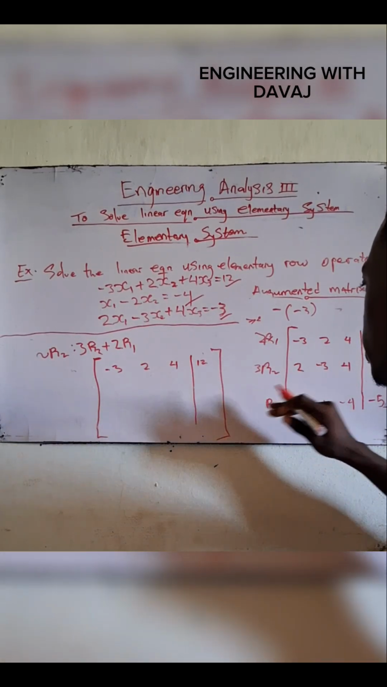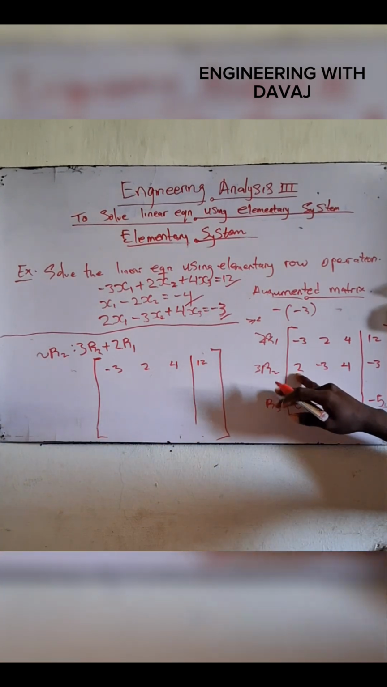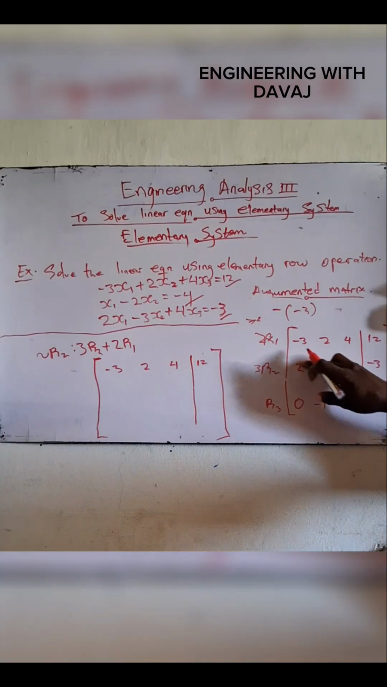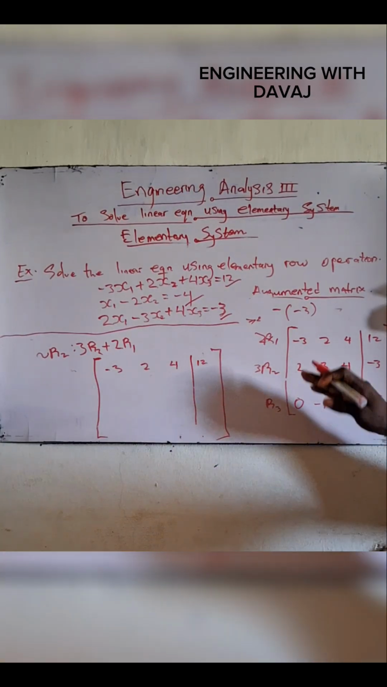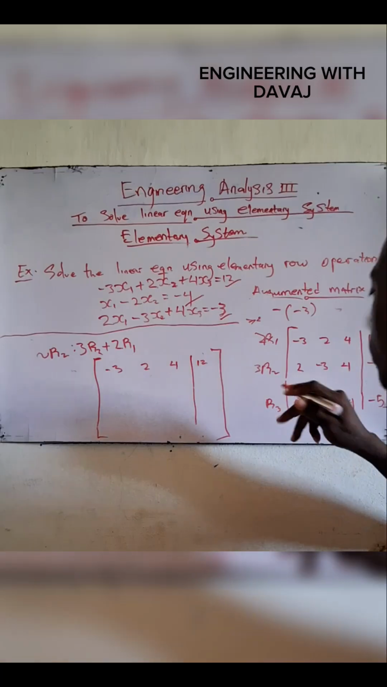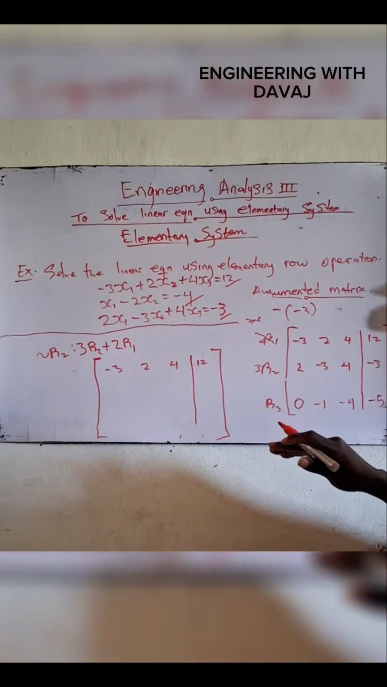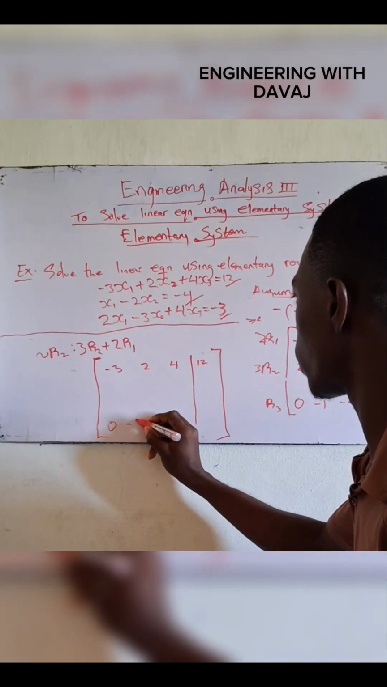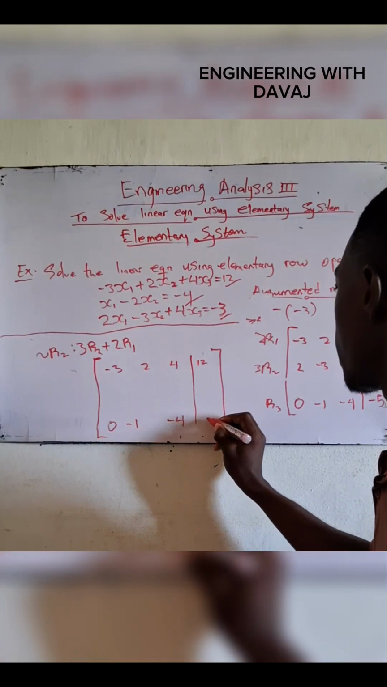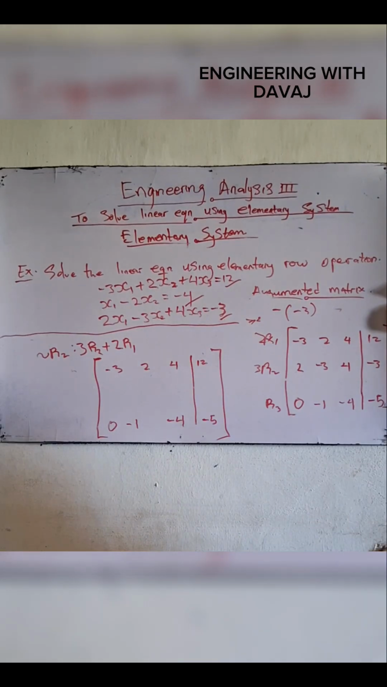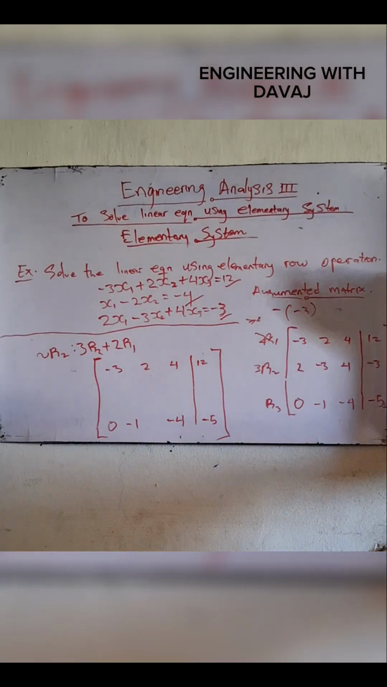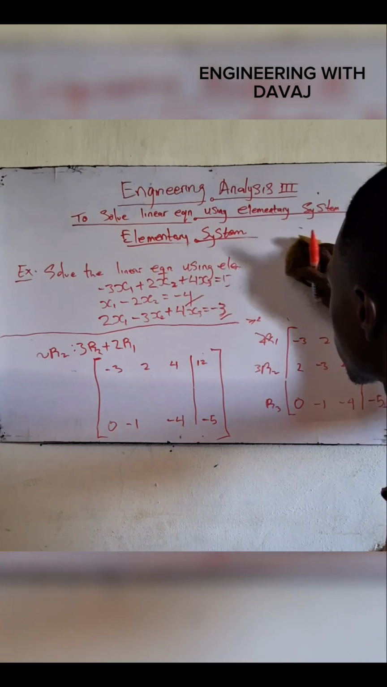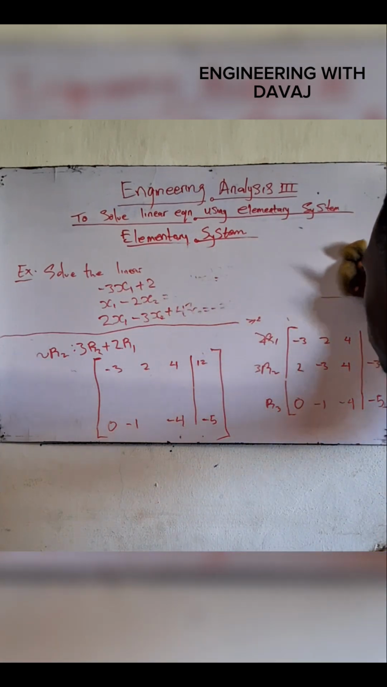I'll just have to leave it empty because I want to perform an operation on this row 2 to make this 2 a 0. Remember, our aim and objective is to turn this into an upper triangular matrix. So I'll just have to leave this row 2. And I'll write my row 3, which is 0, minus 1, minus 4, and minus 5. So let's go. Let me clean this side.